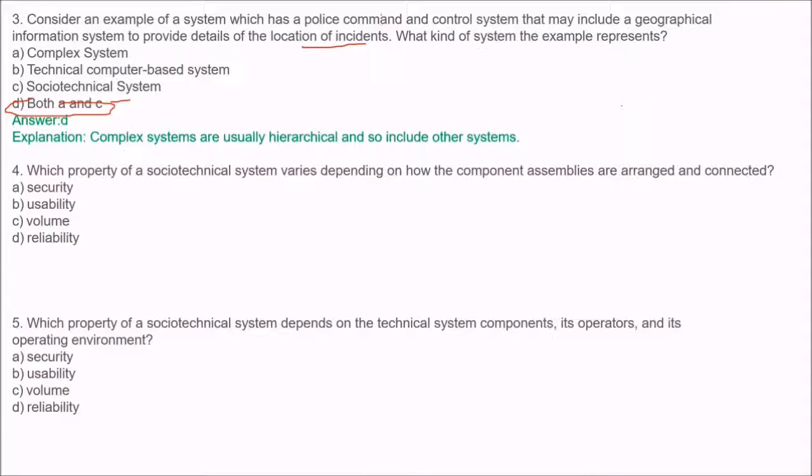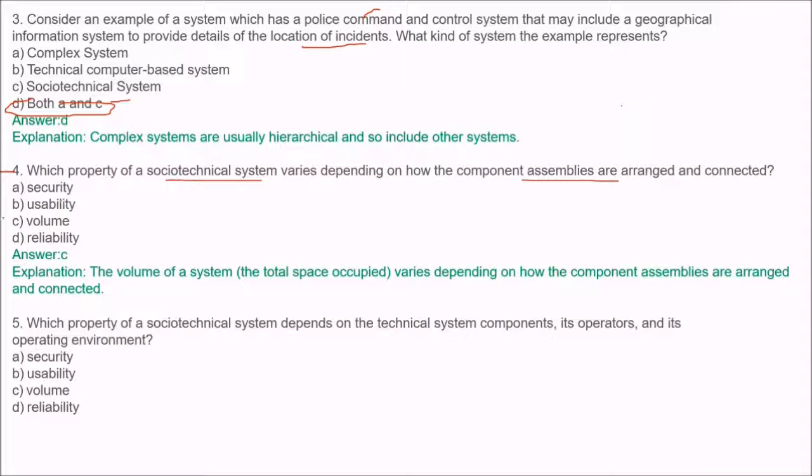It is a complex system, of course. Complex systems are usually hierarchical and so they include other systems also. Question 4. Which property of a socio-technical system varies depending on how the component assemblies are arranged or connected? Which property of a socio-technical system varies with how these component assemblies are arranged and connected?